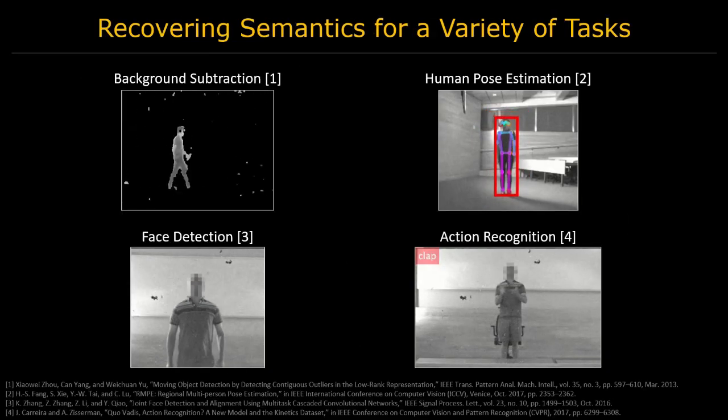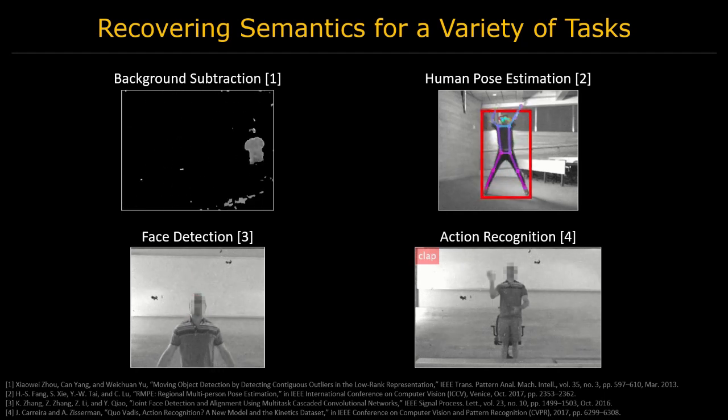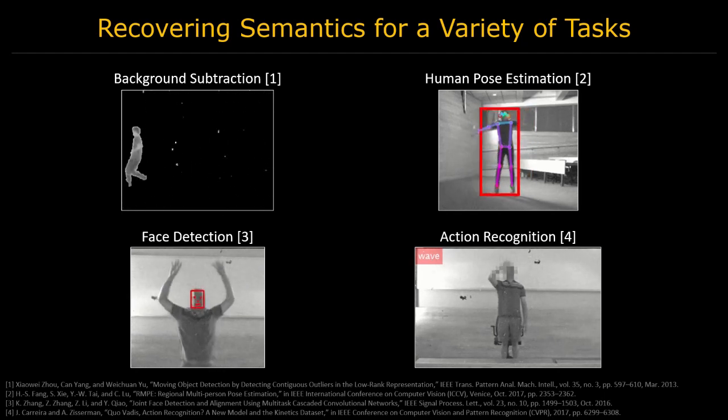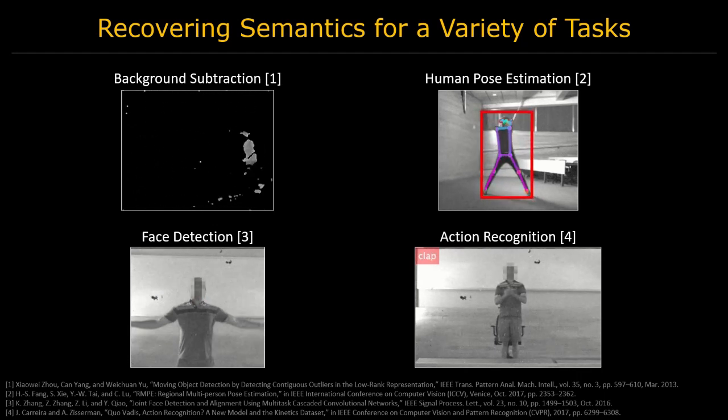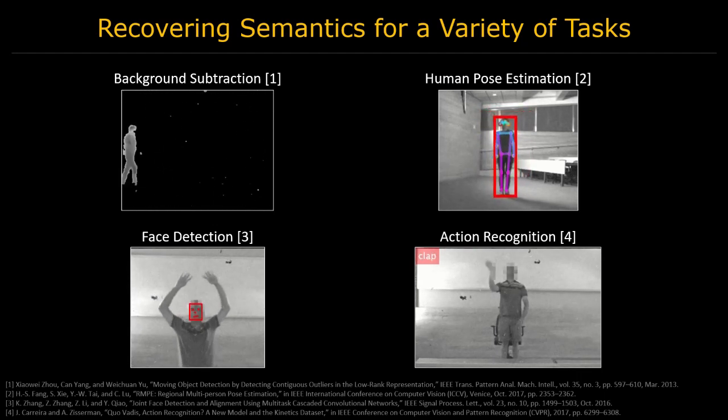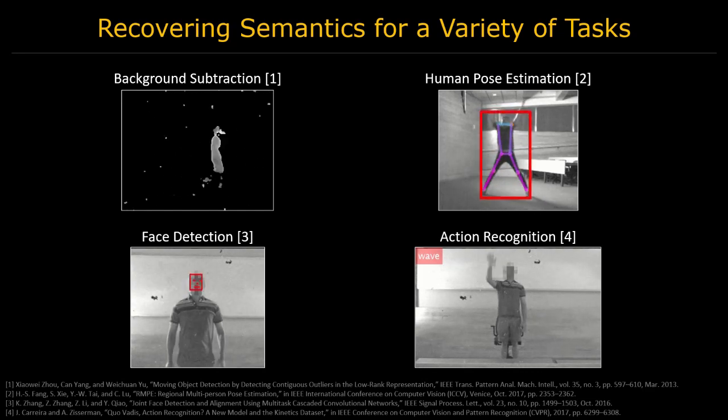Besides object detection, burst vision can be used for recovering semantics for a variety of tasks, including background subtraction, human pose estimation, face detection, and action recognition.